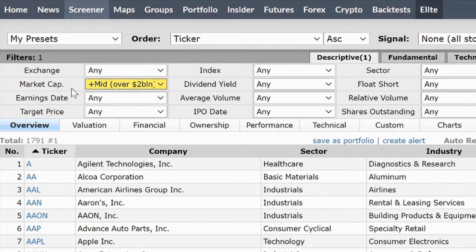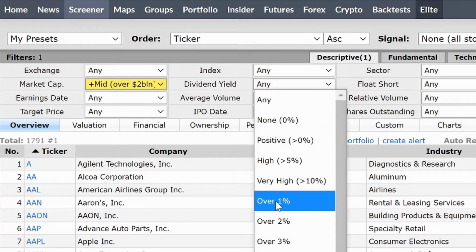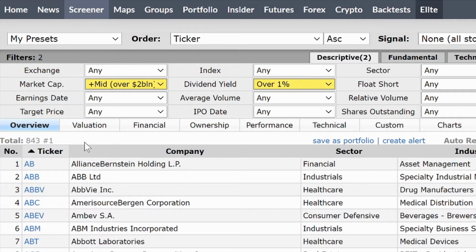So after we got our market cap done, we're looking for dividend stocks. So we're going to find a dividend yield of maybe over 1%. Now we're down to 843. And this is where, depending on your age, you might be looking for that 4% or 5% if you're older. If you're 40 or 50 years old, you might want that. If you're younger like me, you don't need to get 4 or 5%. You want something that's a smaller dividend yield right now, but has good dividend growth, okay? So over 1%, I'm 25 years old, that's perfect.